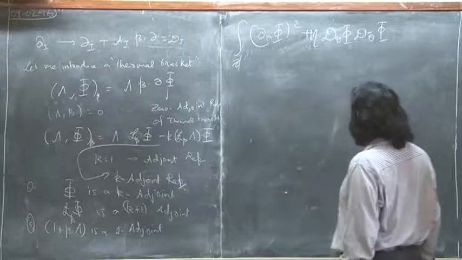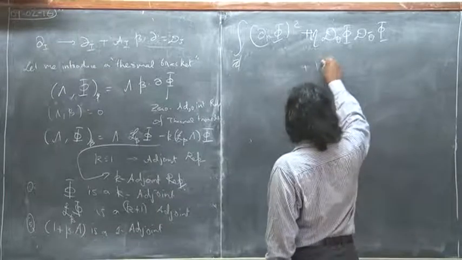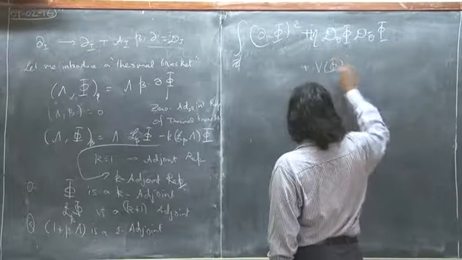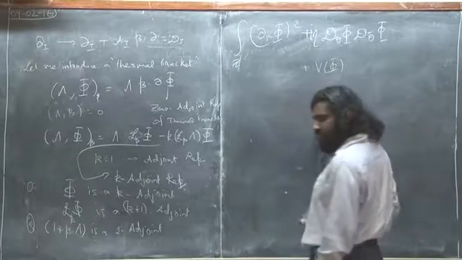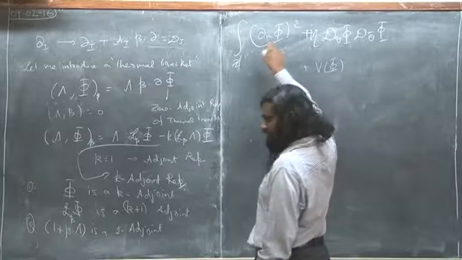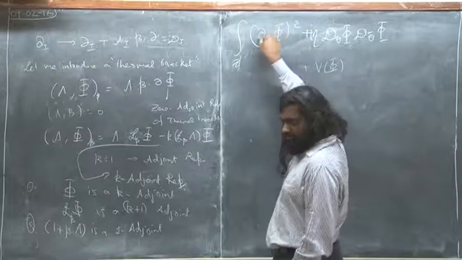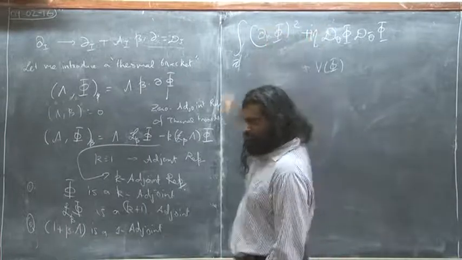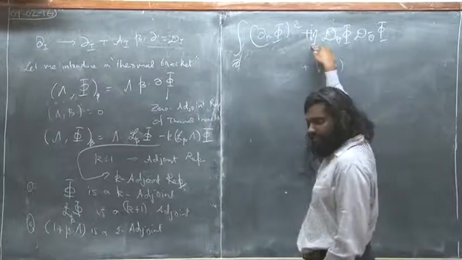You can add a potential. And you can add higher derivative terms. In general, you can take the general Landau-Ginzburg theory, and you can feed it here. You can add some dissipation. You can make this a function of phi.